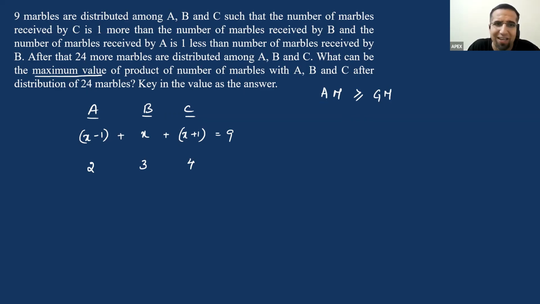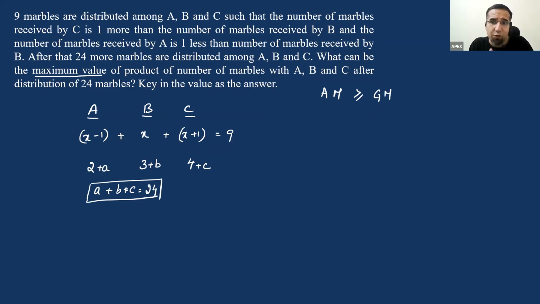Right. Now, what is the question talking about? 24 marbles were distributed. I do not know how much A, B, and C received. Let's say A received A marbles, B received B marbles, and C received C marbles. So I know one more thing from here, that A plus B plus C is equal to 24, is what is given to us. Okay.